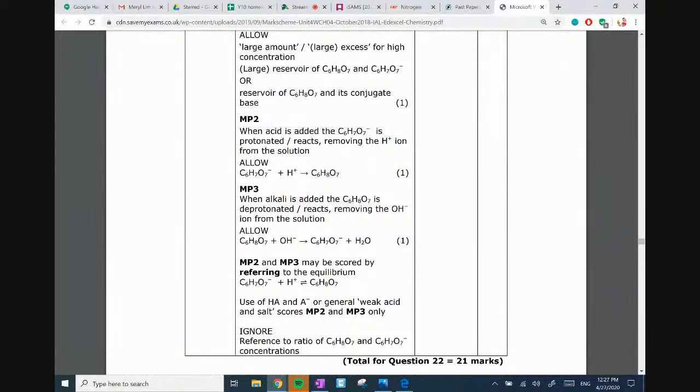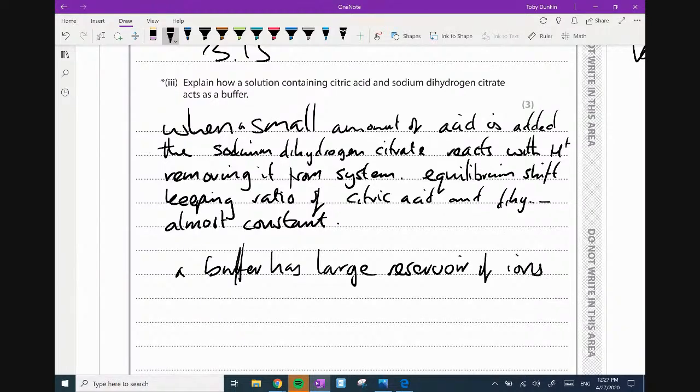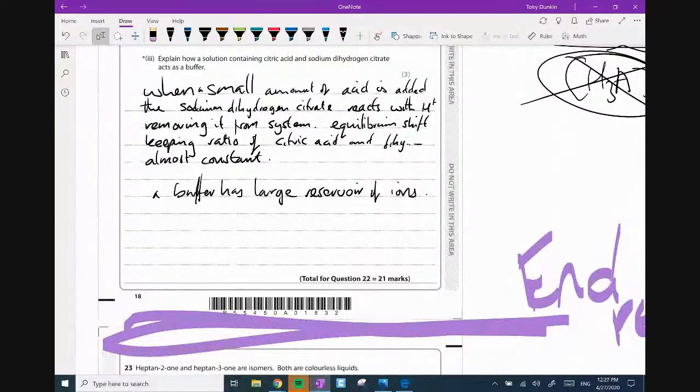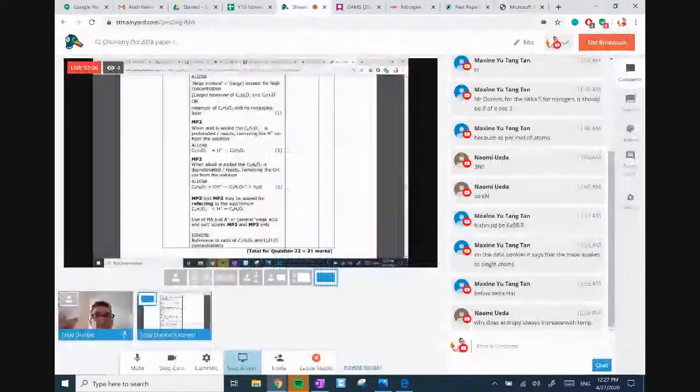That's it, I'll have to add that. A buffer has a large reservoir of ions. And then write the equation. Oh, look at that, end of part 2. There we go. I'll end it there, folks, today, since it's taken me so long to sort out that first bit. Made a mess of it.